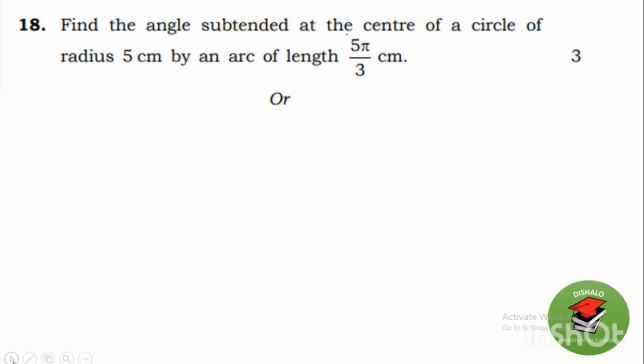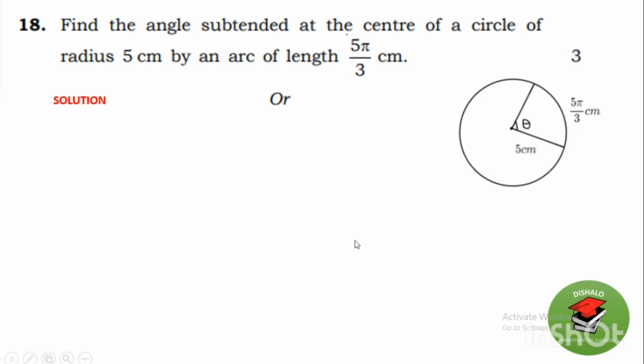Okay. The next question. Find the angle subtended at the center of the circle of radius 5 centimeter by an arc of length 5 pi by 3. So what is given? Radius of the circle is given and length of the arc is given. So let us see the solution. So a circle is given whose length of this arc is given. The radius is given. We have to find the angle theta.